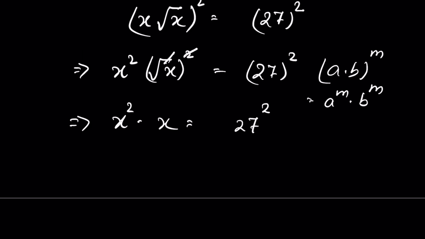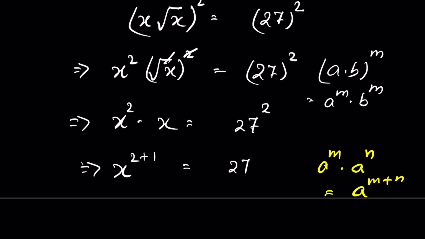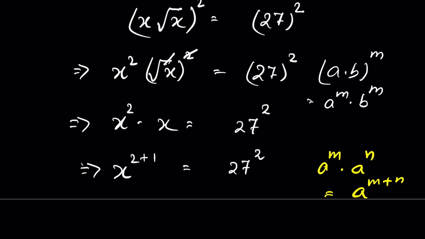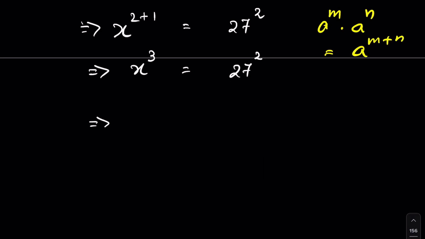of 2. Again there is an identity. If a raised to the power m times a raised to the power n, it is equal to a raised to the power m plus n. Therefore it will be x raised to the power 2 plus 1 is equal to 27 raised to the power of 2, or x raised to the power of 3 is equal to 27 raised to the power of 2, or x raised to the power 3 is equal to 27.